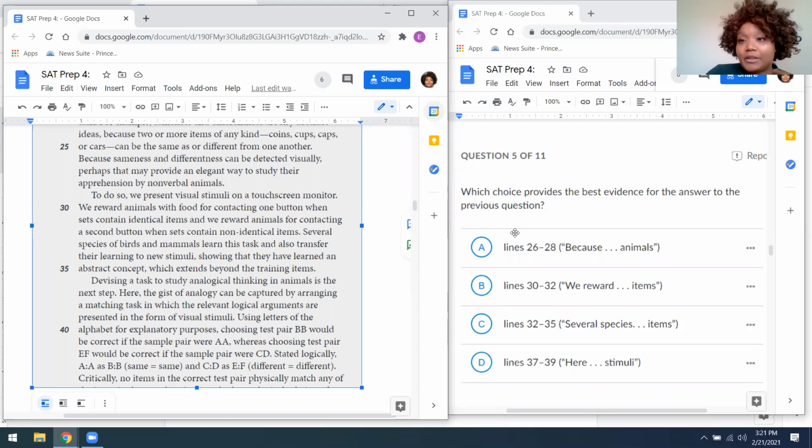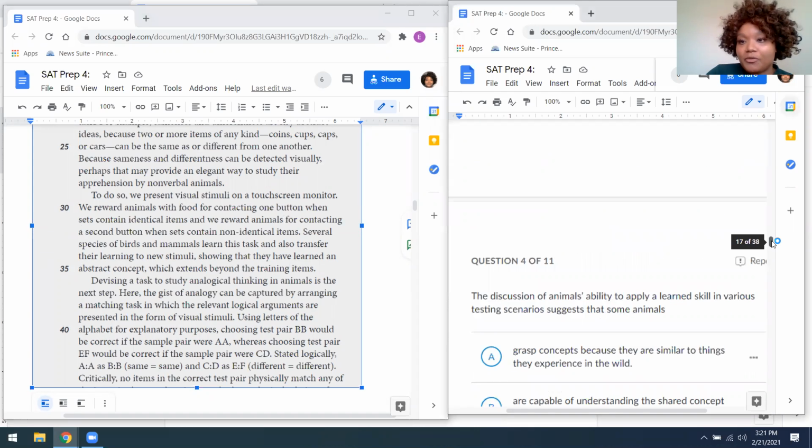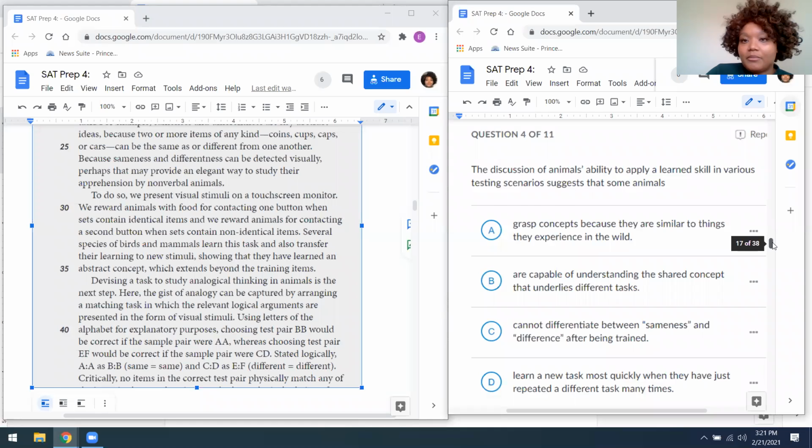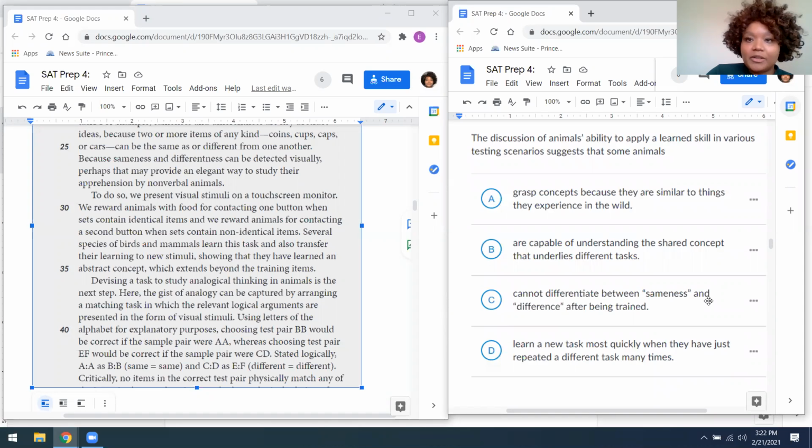That is the best way to answer the question that came before, when we were saying the discussion of animals' ability to apply learned skills in various testing scenarios suggests that some animals, so right here, this is the discussion that is talking about animals' ability to apply learned skills in various testing scenarios. It says here that they transfer their learning to new stimuli, showing that they have learned an abstract concept, which extends beyond the training items. Extends beyond the training items means they can apply it to things that are outside whatever the researchers train them on.